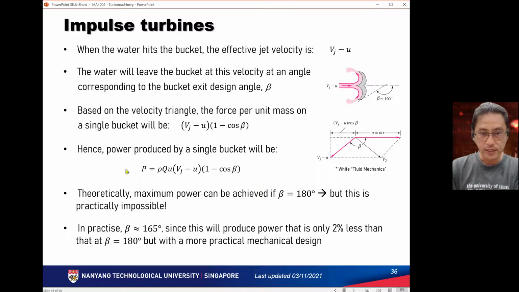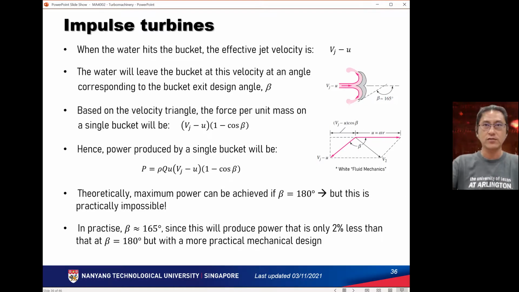Now, just by looking at this equation, one might say, if I want to maximize P, it seems I should make use of an exit angle beta of 180 degrees. But that is practically impossible, because that means the water, after hitting the bucket, is going to come back at the water discharge point. Chances are that's going to disrupt the water stream in the first place. That's not practical at all.